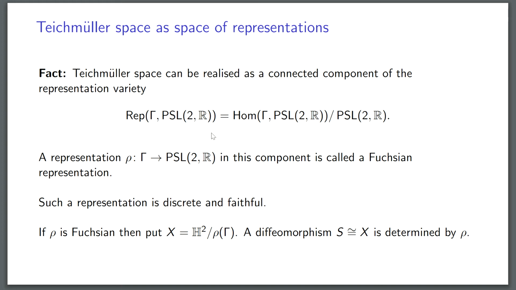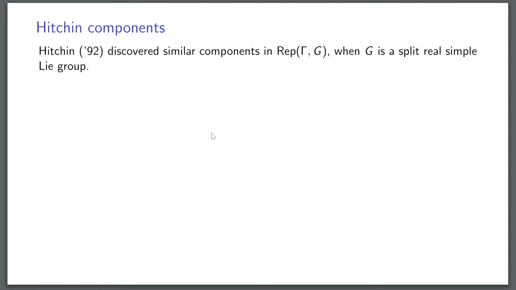And now let's move towards Hitchin representations. These are in a way a generalization of these Fuchsian representations. They were discovered by Hitchin. He discovered that the representation varieties of gamma into G, where G is a split real simple Lie group, contain similar components which consist entirely of nice representations, let's say.